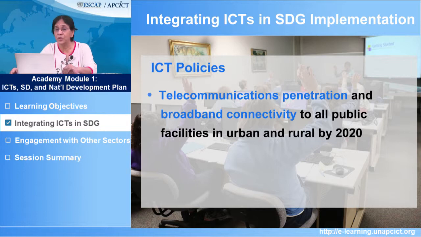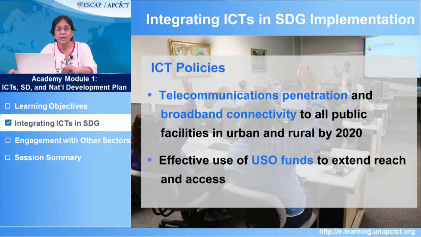Telecommunication and broadband connectivity to all public facilities, urban and rural, by 2020, so that ICT-enabled support to deployment of SDG programs can be effectively provided, would be one goal that could be set as a policy. A second approach would be the effective use of USO, or Universal Service Obligation funds, that governments collect from telecom service providers to extend reach and access.